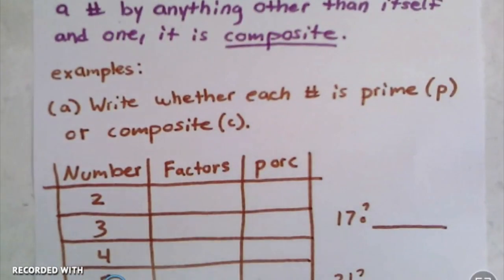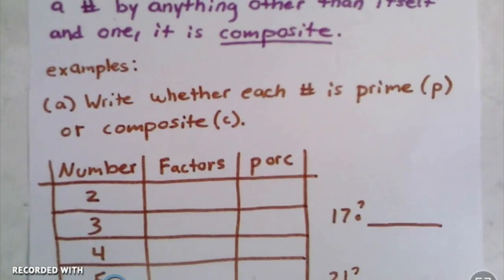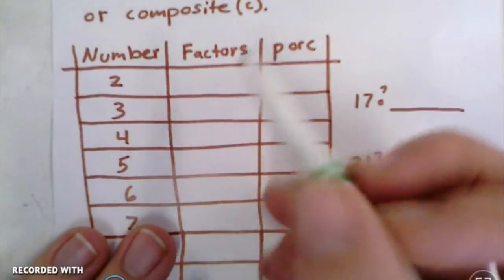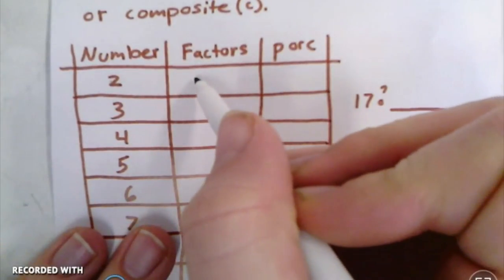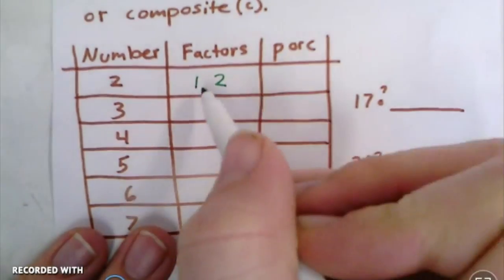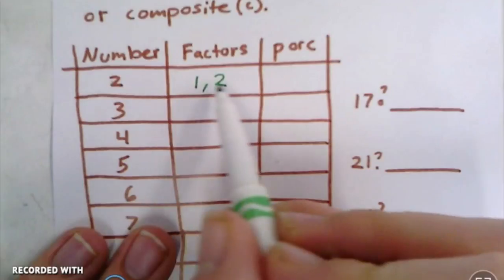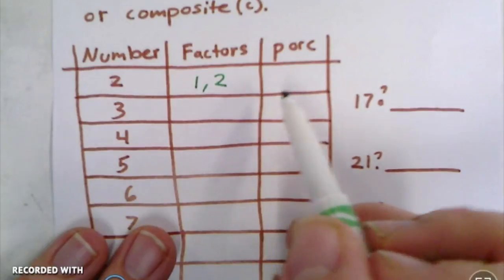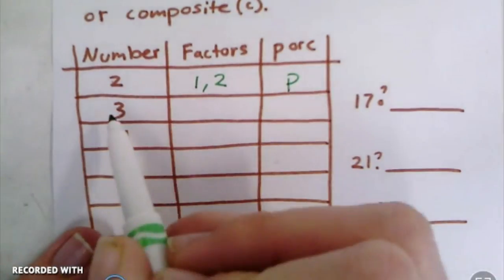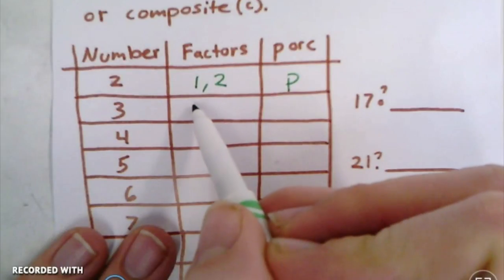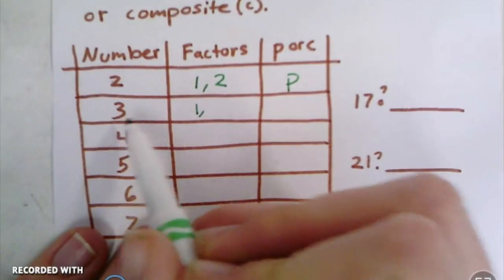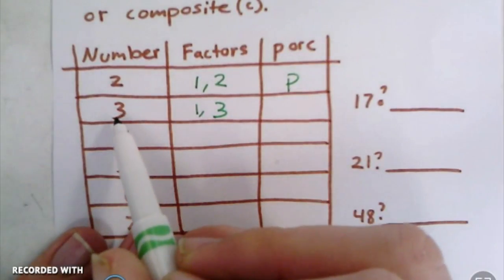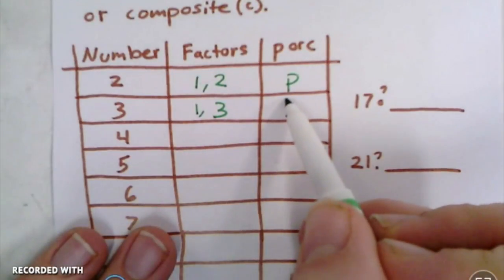Here is an example. Write whether each number is prime, which we're going to show with a little p, or composite, with a c. So I have a little chart for us to fill out. What about the number 2? What factors does 2 have? 1 and 2. Because the only factors are itself, which is 2, and 1, is that prime or composite? It's prime. Okay, what about 3? 3's factors, it has 1. Is 2 a factor? No. And 3. So its only factors are 1 and itself. So this one is also prime.